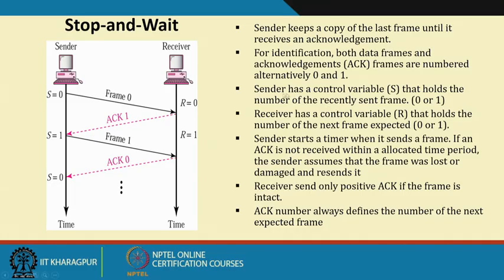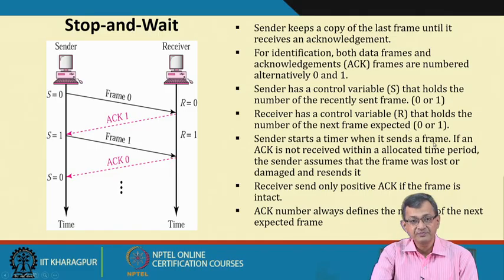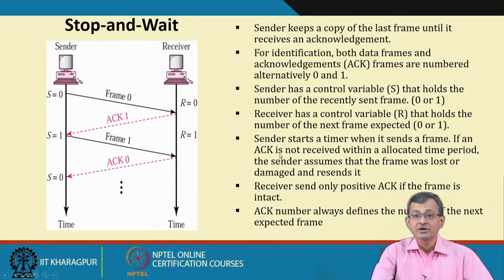The sender has a control variable S and holds the number of the recently sent frame, 0 or 1, right. So, the control variable takes care of this. The receiver has a control variable R and holds the number of the next frame expected, 0 or 1, right. The sender starts a timer when it sends the frame. If an acknowledgement is not received within an allocated time period, or a threshold period, or the timeout period, the sender assumes that the frame was lost or damaged and resends it, right.